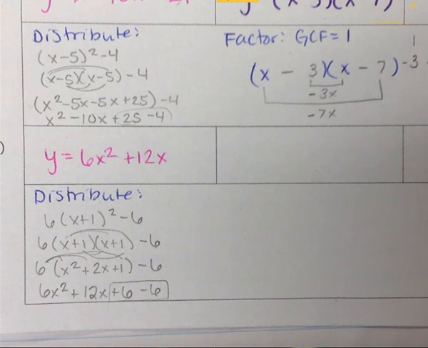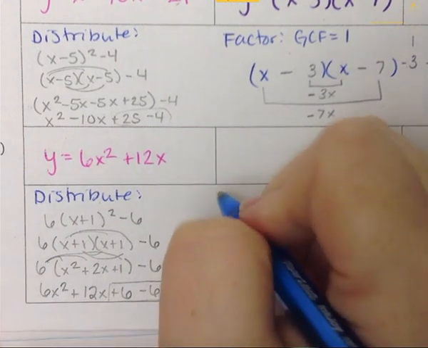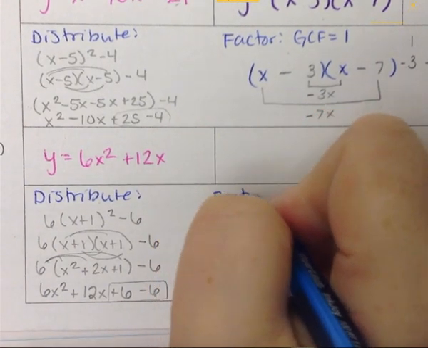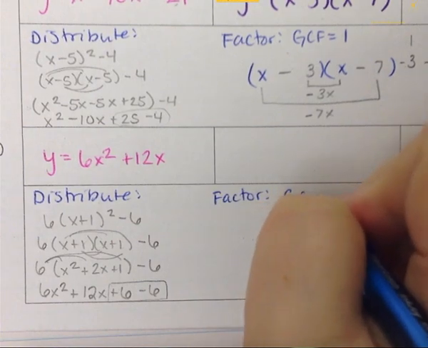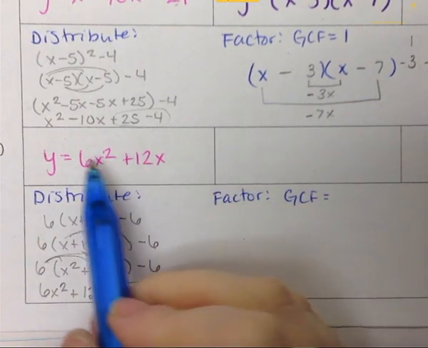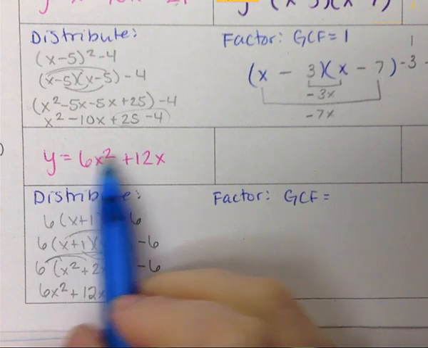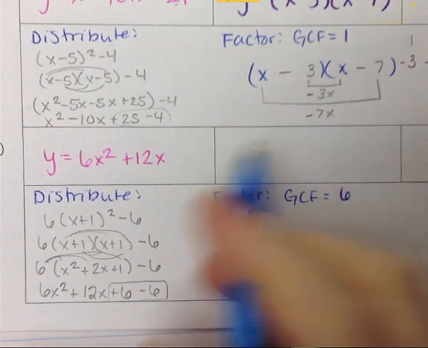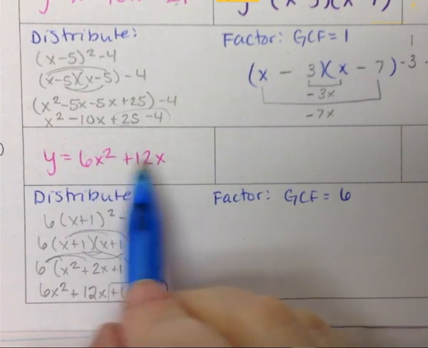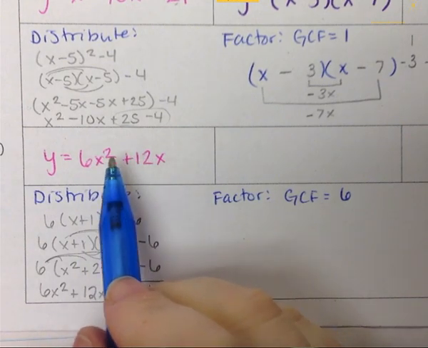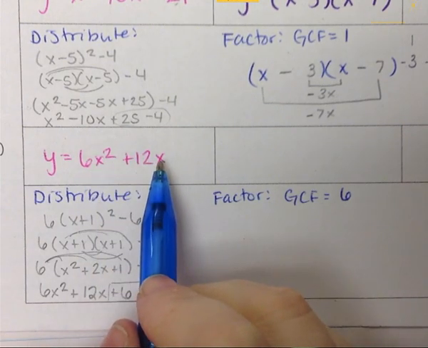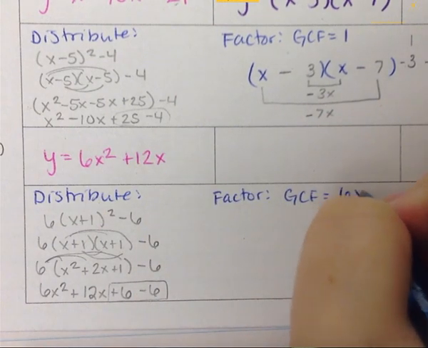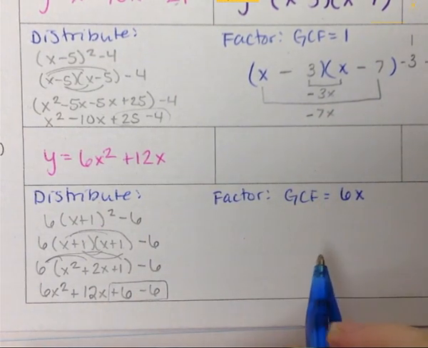Now to put it in intercept form, we factor. So to factor, we always look for our GCF first. So the smallest number is 6. 12 can be divided by 6, so our GCF has a 6 in it. Then we look at our letters. These both actually have an x. The smallest amount of x's is 1x, so I can factor out one of the x's as well. So our GCF is 6x.